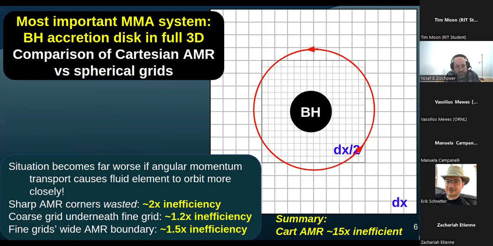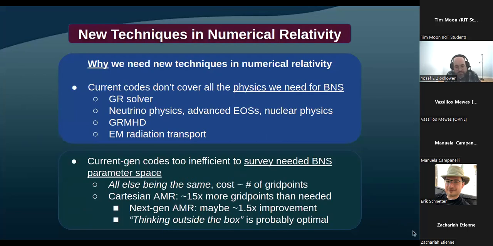So in summary, basically a Cartesian AMR grid trying to model the most important system for multi-messenger astrophysics: for every 1 grid point you would need in a spherical grid, you need about 15, maybe 10 in next generation. So really, the idea that Stefan has been advocating for, thinking outside the box, I think is very, very relevant.